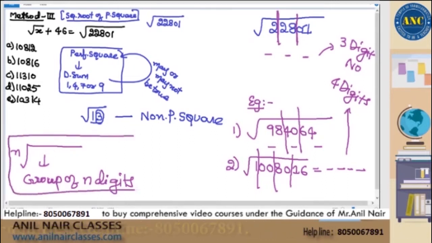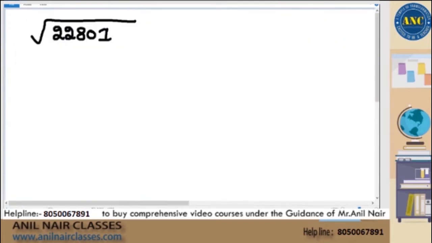If it is a square root, take a group of 2 digits. If it is a third root, take a group of 3 digits. Concept by concept I will go. So what is the digital sum?